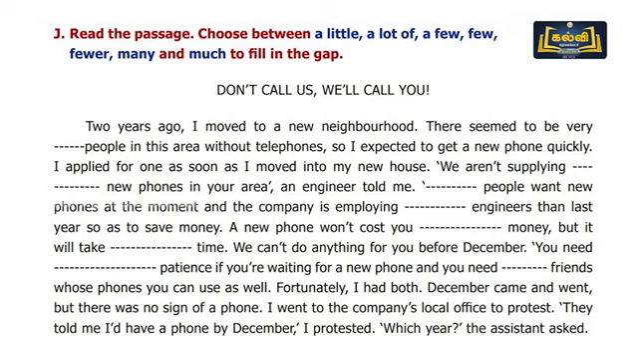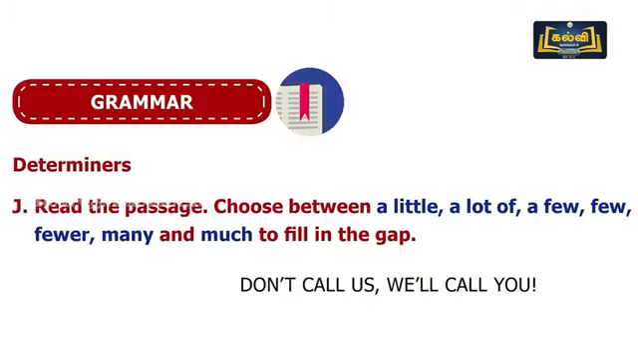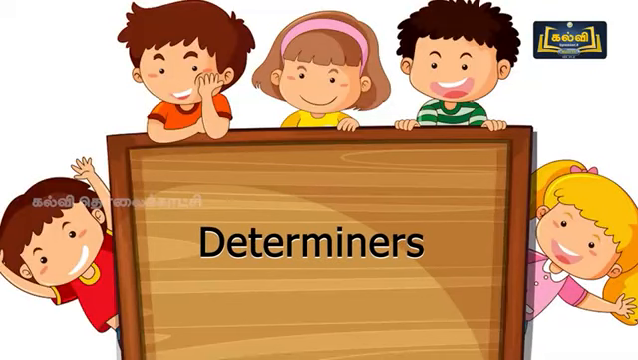Read the passage, choose between a little, a lot of, a few, fewer, many and much to fill in the blanks. Already the determiners have been explained in the previous classes. Now we are going to see some more details regarding these determiners. Children, let us recall the determiners.